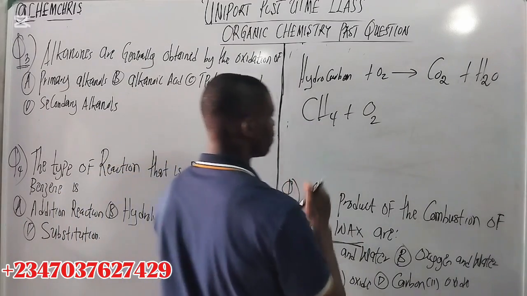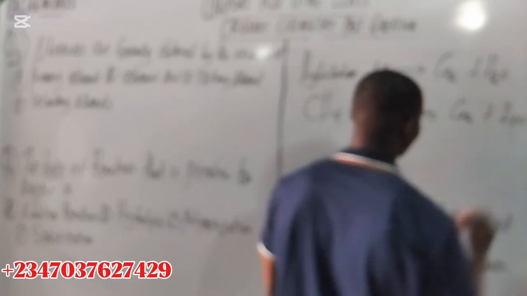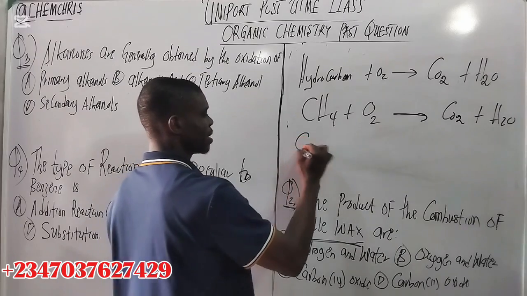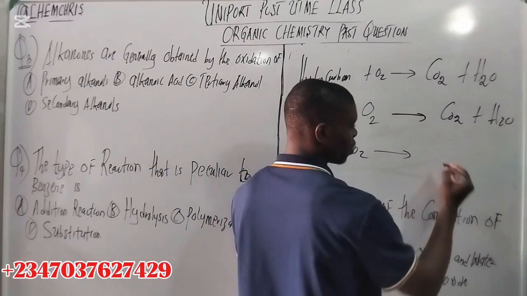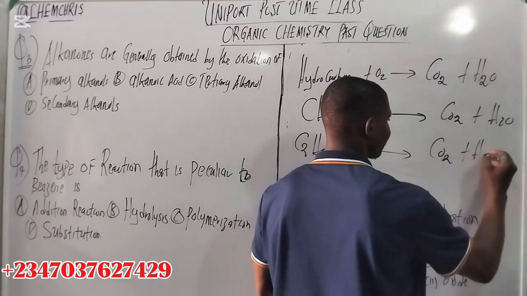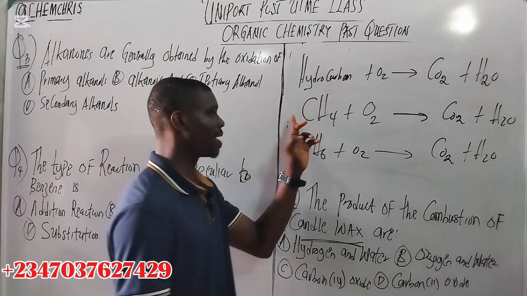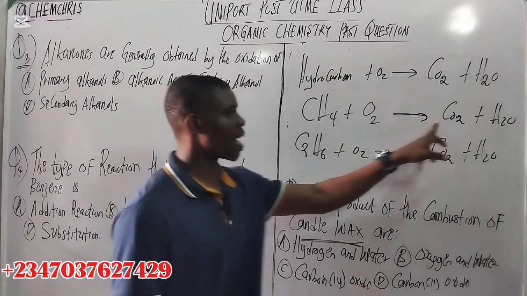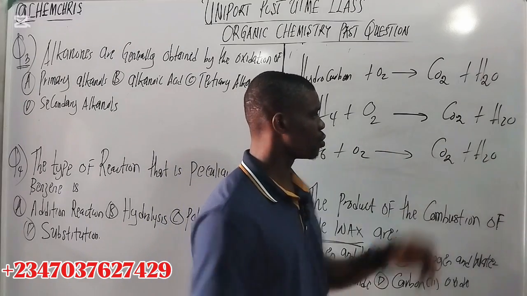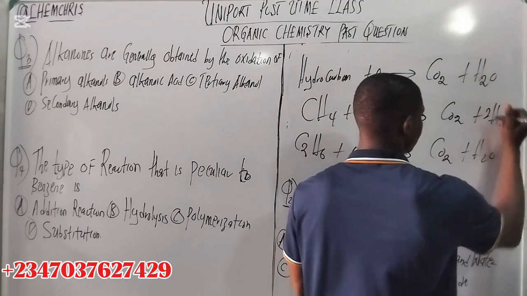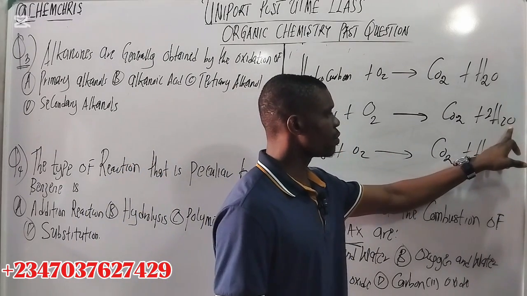For example, here we have CH4 plus O2 giving CO2 plus H2O. Even if you have something like C2H6O2, you just see CO2 plus H2O. The next thing we want to do is to balance the chemical reaction. How do you balance it here? Carbon is 1 here, carbon is 1 here. Hydrogen is 4, hydrogen is 2, so you put 2 here. Then oxygen is 2 here, and oxygen is 2 here, 2 here.